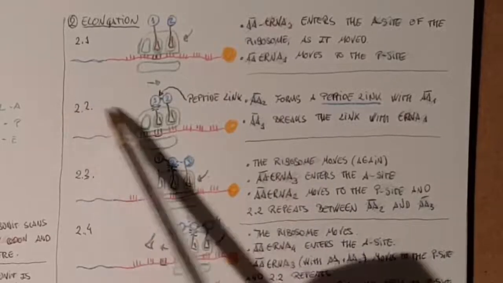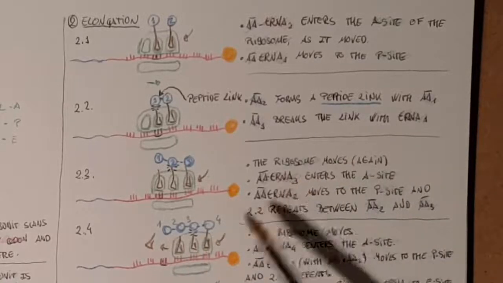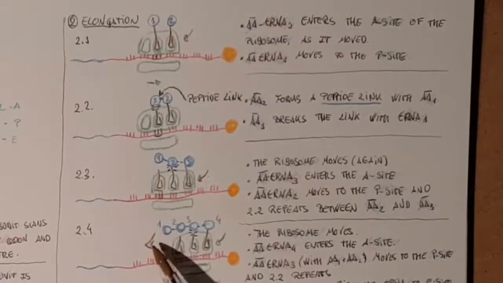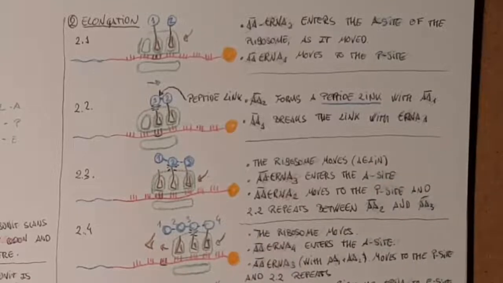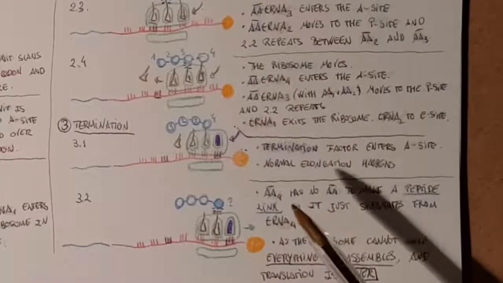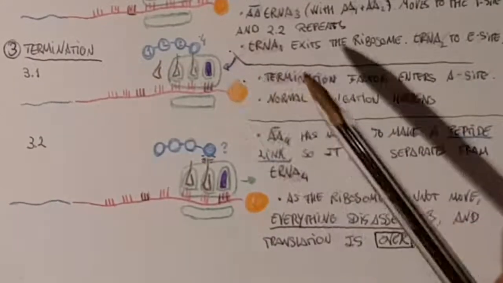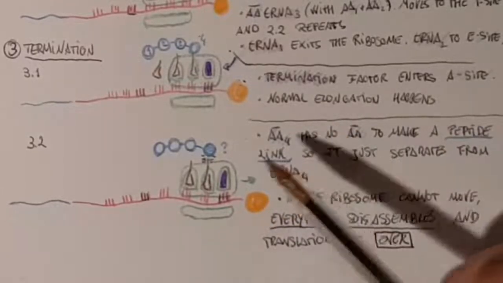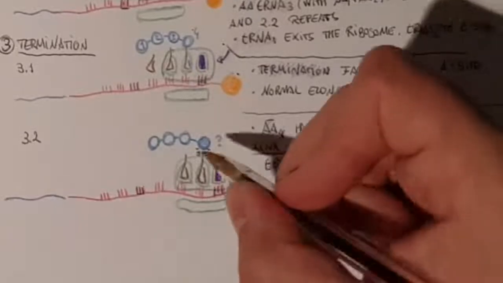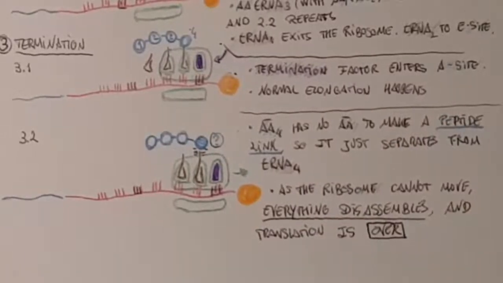This keeps on happening all the time, and the chain is elongated. When the tRNA runs out of sites in the ribosome, it exits the ribosome, and the ribosome moves all the time. When the termination codon is found, the termination factor enters, and then the elongation stops because there is nothing to elongate with, so it just finishes and disassembles. So this is translation.